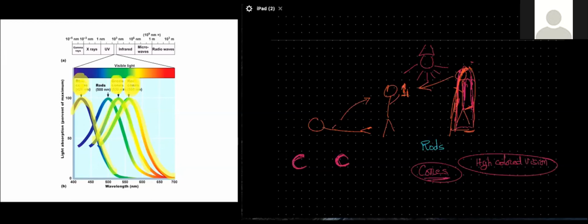What if I have light that is infrared or ultraviolet? Can I see those lights, ultraviolet or infrared? No, I don't have receptors to detect them. All that's in between can be detected by my photoreceptors. All right, questions?